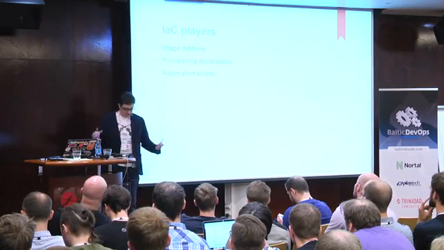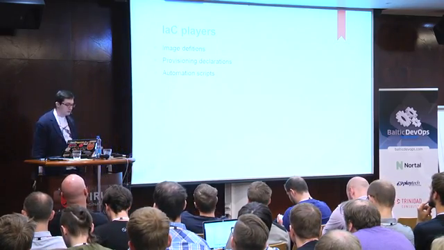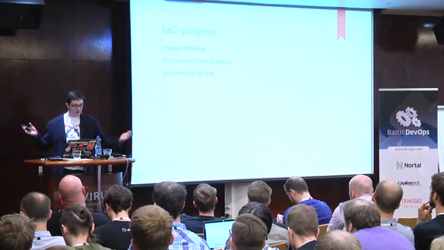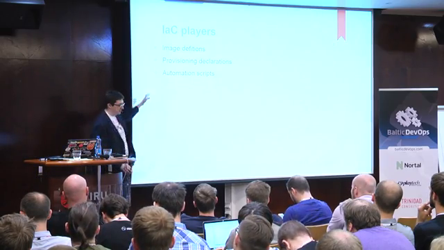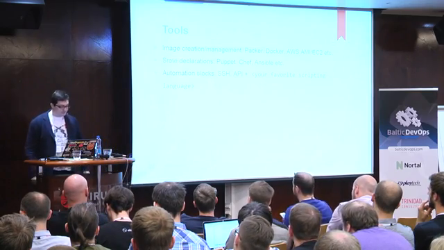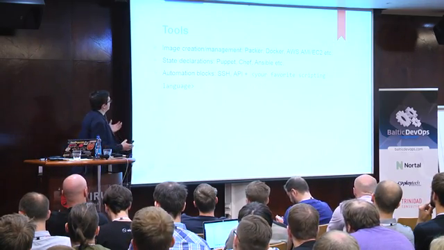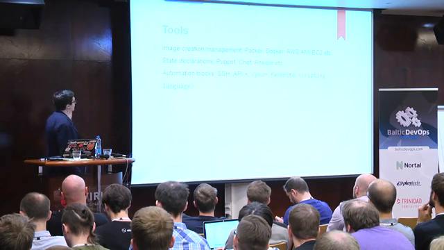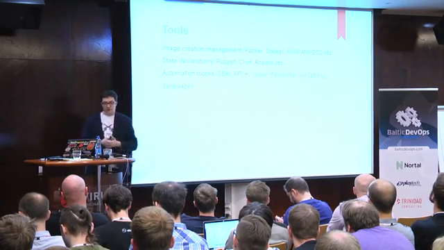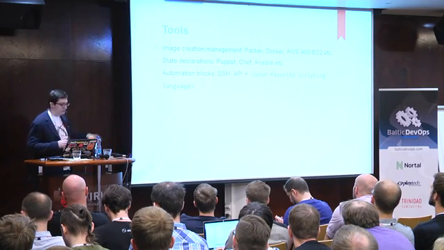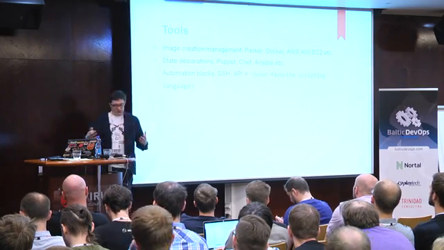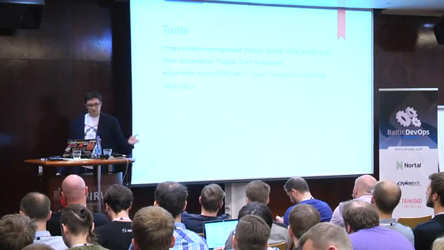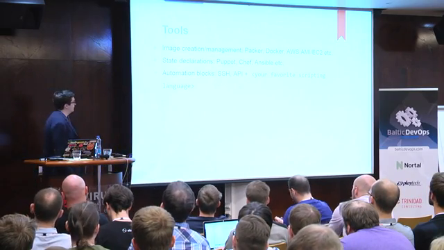We have these main players in infrastructure as code, main deliverables. One is image definitions, then provisioning declarations, like Puppet scripts, Puppet manifests, stuff like that, and the rest comes into automation scripts and procedures. If we're talking about the tools, I already mentioned that image creation can be managed by tools like Packer, Docker, AWS. Any cloud provider has an image management tool. State declaration can go with Chef, Puppet, Ansible, Salt. There are many of them. And automation scripts can be implemented with anything, with any shell scripting, with APIs, with any favorite language that you can use, Python, Ruby, Groovy, whatever.